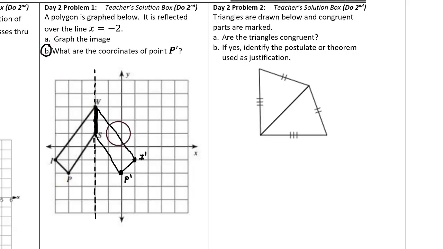Now there is a question B to this, which a lot of people forgot to do on the last quiz. What are the coordinates of P prime? Well, here in the exact center of the grid is the origin, and P prime is 2 units below the origin, so it is 0, -2.